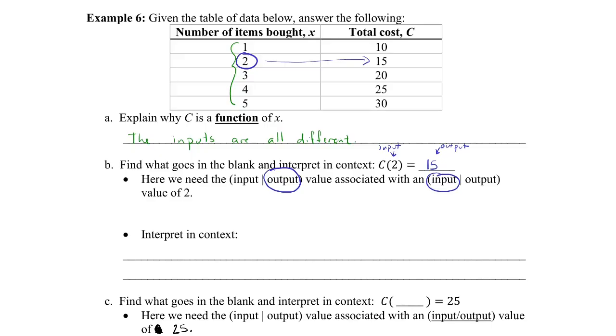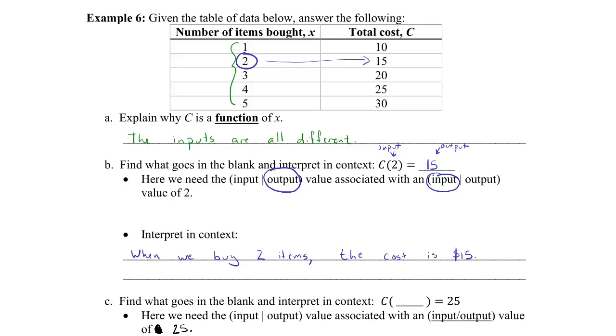c of 2 equals 15, and the way I'm going to give this interpretation is kind of making the 2 the subject, right? So when we buy 2 items, we'll say the cost, right? c represents the cost. The cost is $15. So when we buy 2 items, the cost is $15. That's our interpretation of c of 2 equals 15.